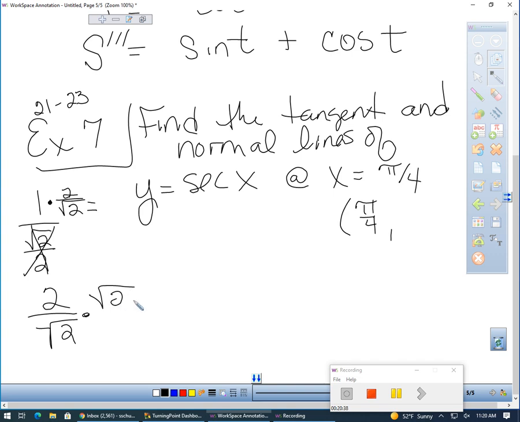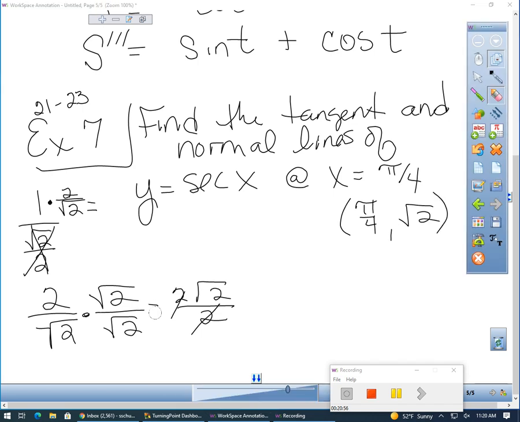Rationalize. So square root 2 over square root 2. On the top, we get 2 square root 2. On the bottom, we just get 2. And so what happens to our 2's? They cancel. So our y value is square root 2. Okay?